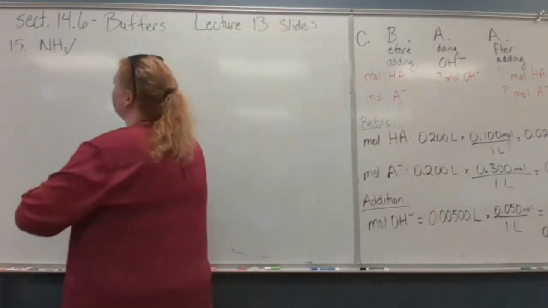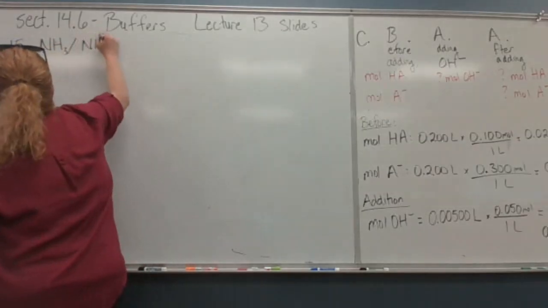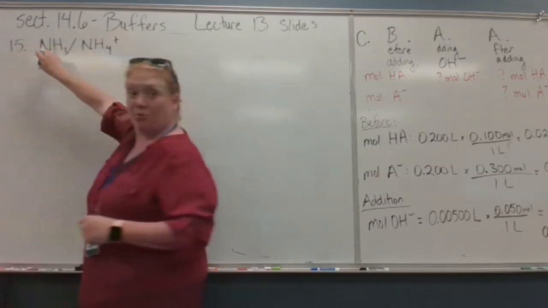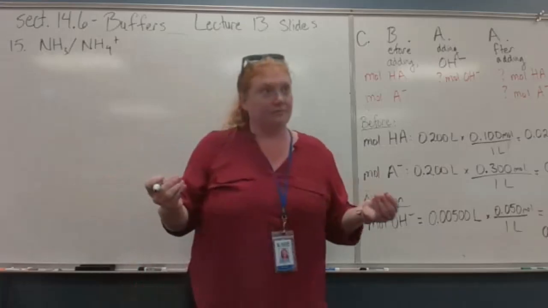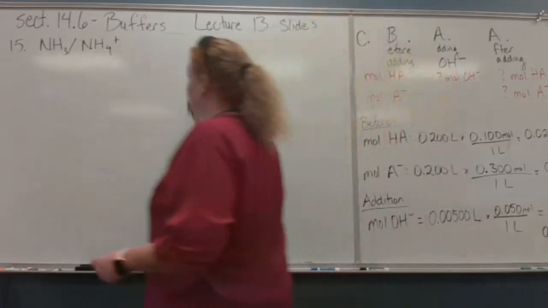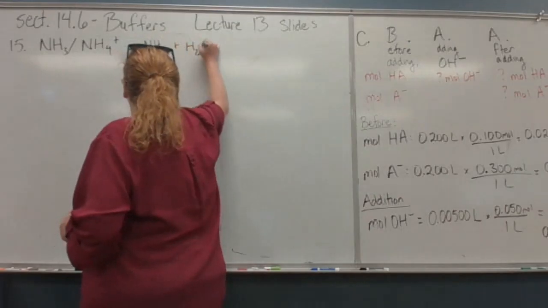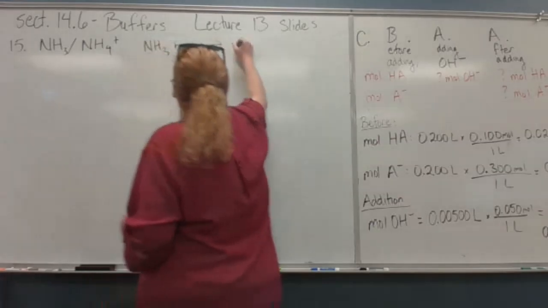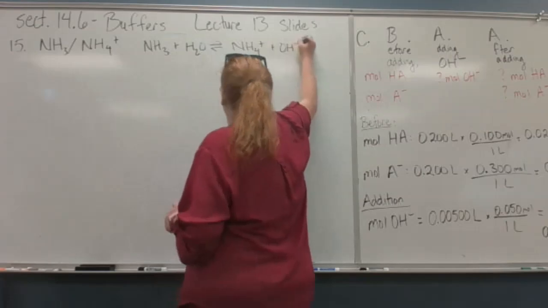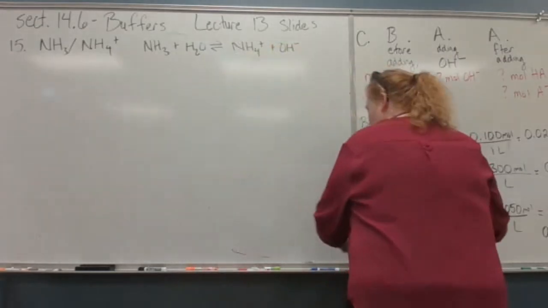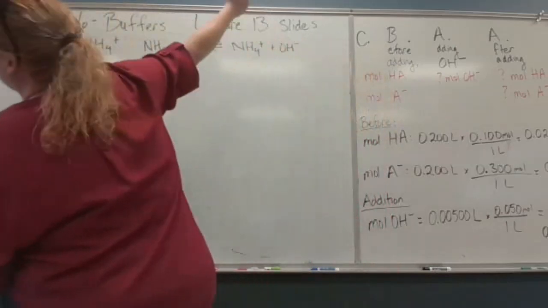Okay. So guys, we have a buffer because it says it's a buffer in the description, but also we have a weak base and its conjugate acid. That's a buffer. This buffer is basic, so it doesn't have a Ka value, it has a Kb value. And its Kb value is 1.8 times 10 to the -5.